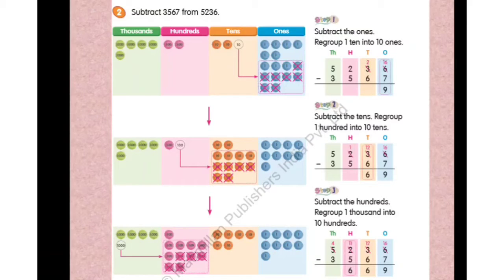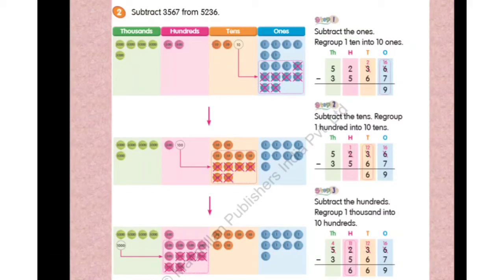Then 1 hundred is 10 tens, then 10 tens and the 2 tens become 12 tens. So 12 minus 6: 7, 8, 9, 10, 11, 12. Means our answer is 6. Next, the third step, same. Let's move on to the hundreds place. Again the same problem. 1 minus 5, not possible.